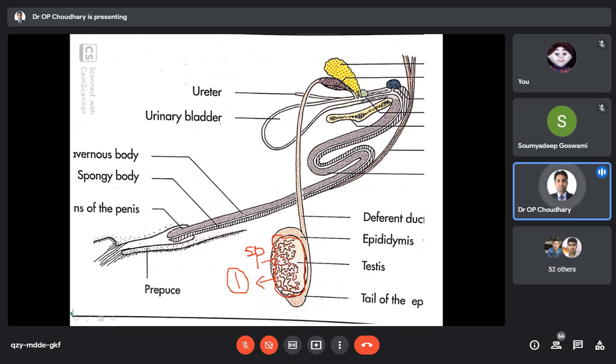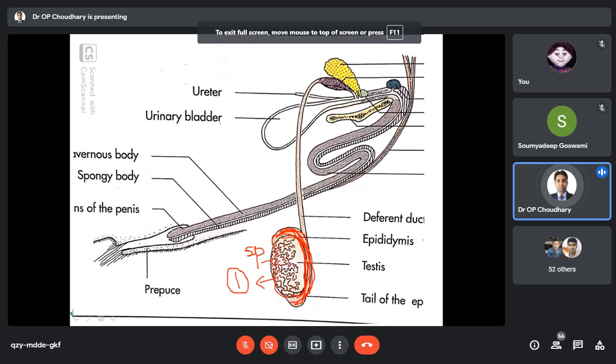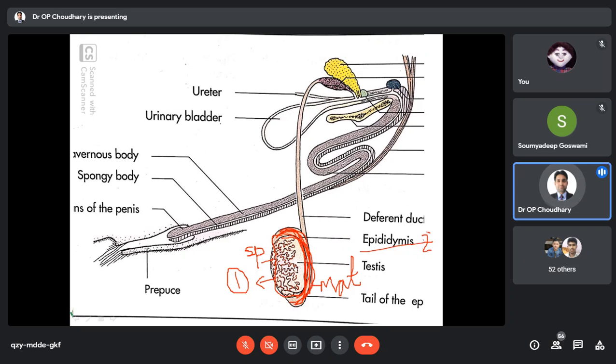And this testis is connected with, here you can see, the epididymis. The produced immature spermatozoa will come here in the epididymis and they will get mature. The maturity of the spermatozoa takes place in the epididymis. Number two. Then from the tail of the epididymis, there is one duct. This duct is called the ductus deferens or the vas deferens that connects the tail of the epididymis up to the urethra here.